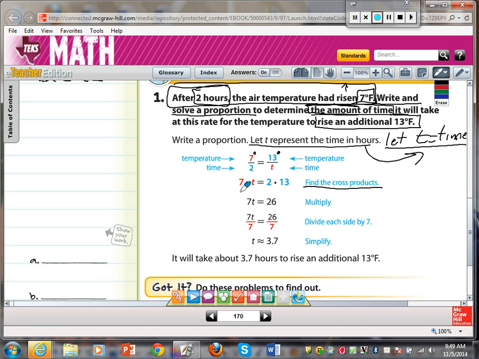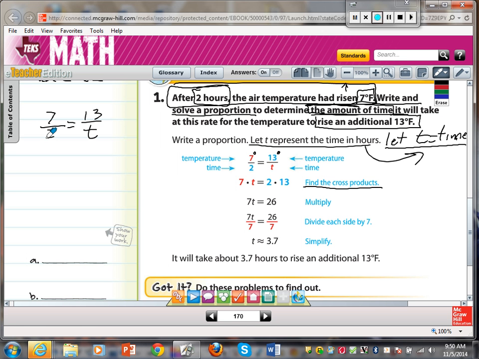So I'm going to go ahead and solve all this over here on the side so we make things really clear. So 7 degrees over 2 is equal to 13 over the letter t, over time. So this represents temperature, this represents time. This represents temperature, this represents time. So they have to be corresponding.